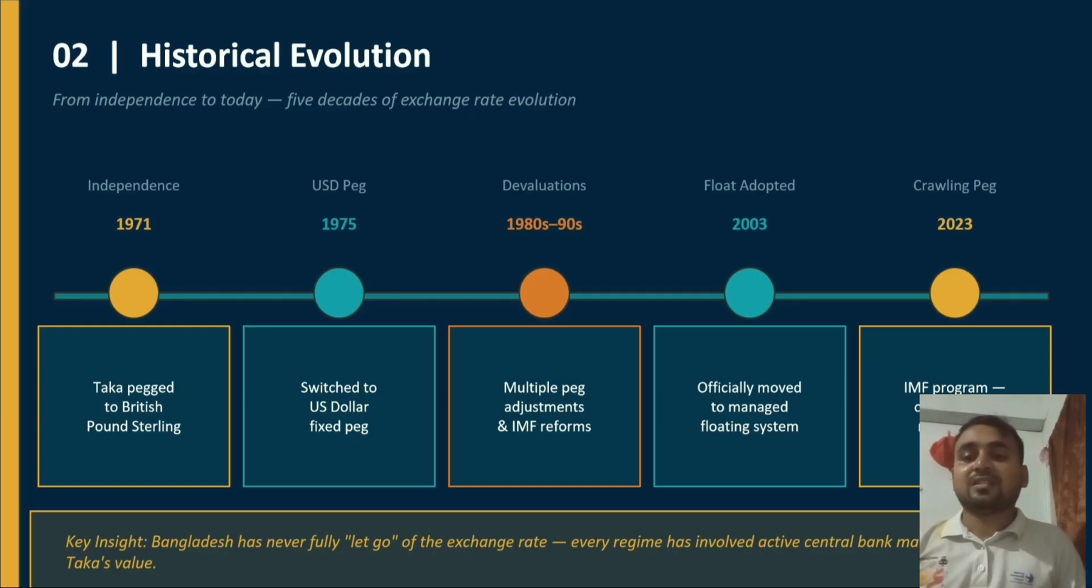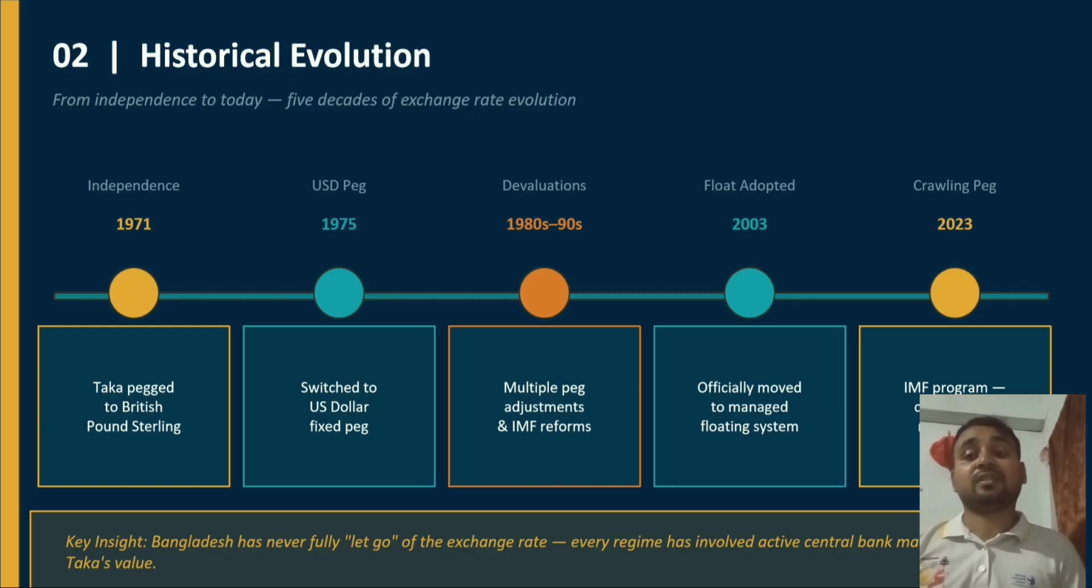Chapter 2, 1975: the peg shifted to the US dollar, which made more practical sense since most trade and aid was denominated in dollars. In Chapter 3, especially the 1980s and 1990s, Bangladesh went through multiple devaluations, often as part of IMF and World Bank structural adjustment programs. The Taka was deliberately made cheaper, especially to boost export competitiveness.